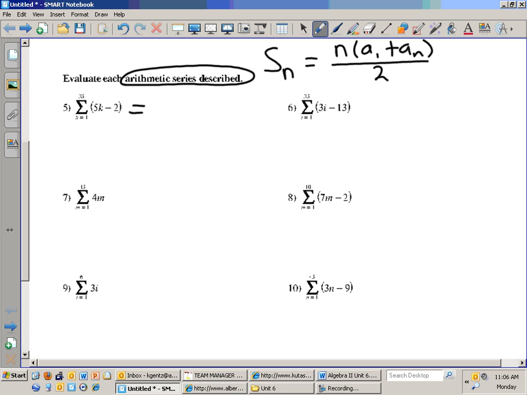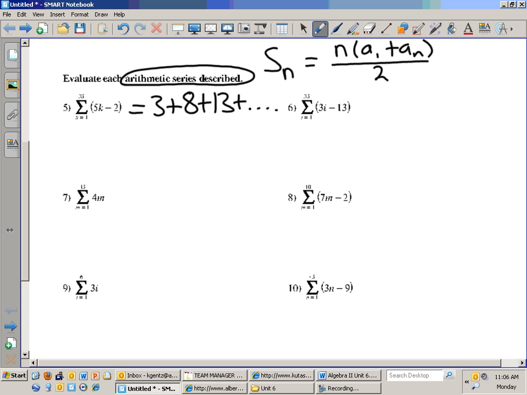You just plug in 1. 5 times 1 is 5, minus 2 is 3. So 3 plus, let's plug in 2. 5 times 2 is 10, minus 2 is 8. Plus, let's plug in 3. 5 times 3 is 15, minus 2 is 13.